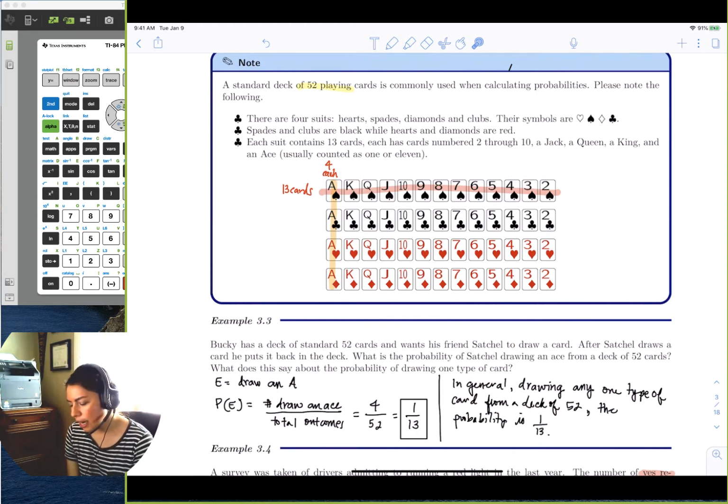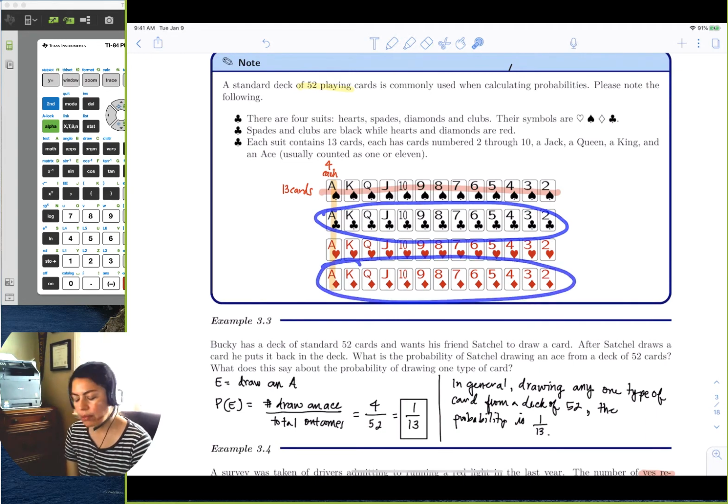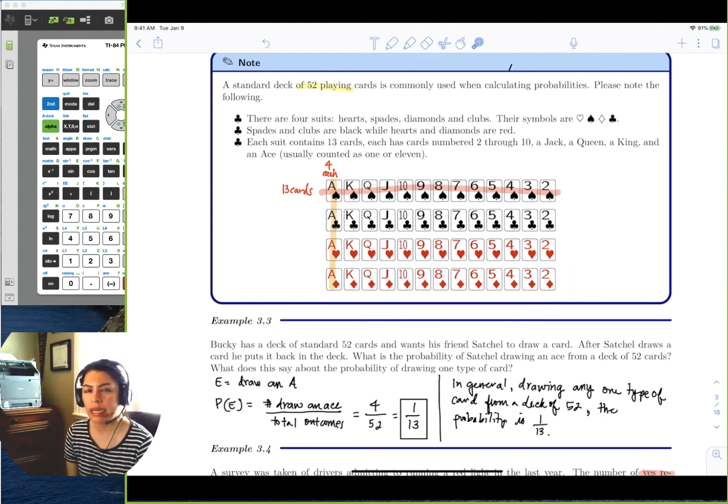So if I said I want to draw a club and I want to draw a diamond, notice that there is no overlap here. There are no outcomes in common. If a card is a spade, it cannot be a heart. And if it's a heart, it cannot be a spade or a club, right?